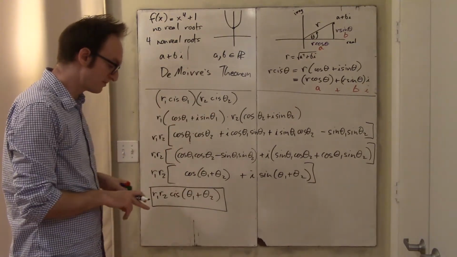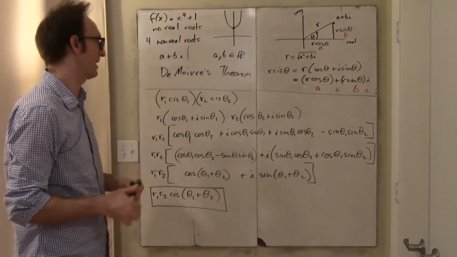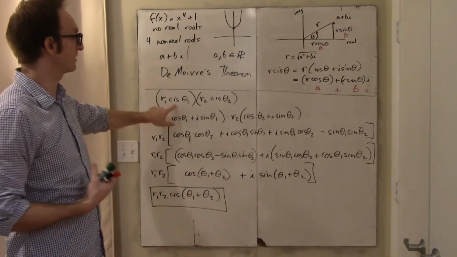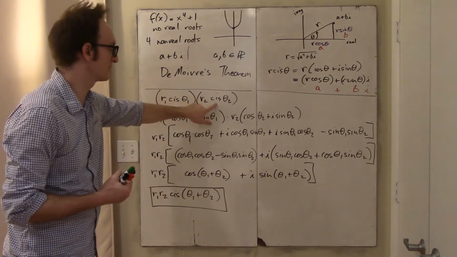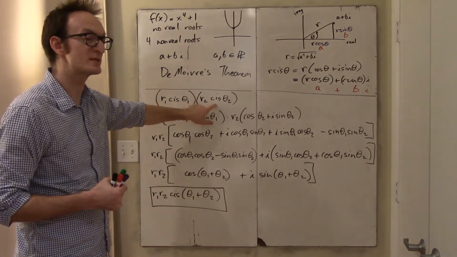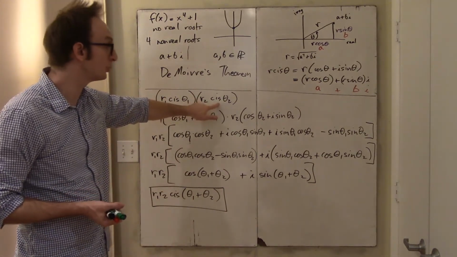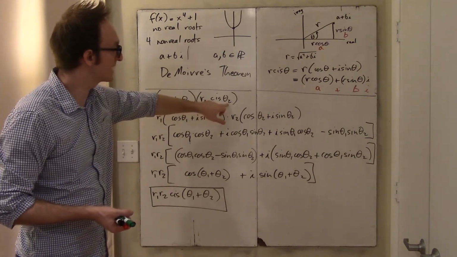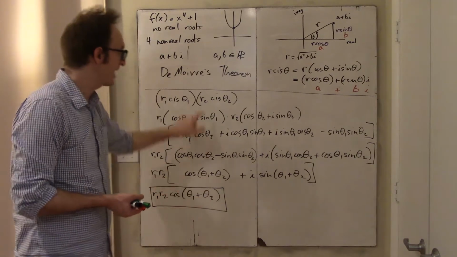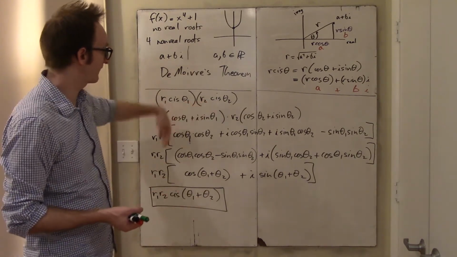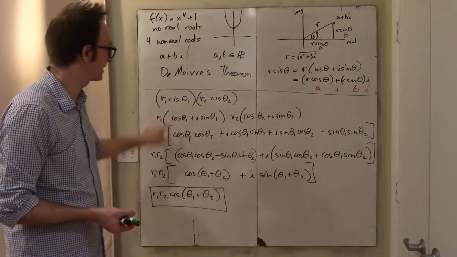And I guess maybe even a better way to think about it is if I have one complex number, say this one, and I multiply it by another complex number, what does multiplying by this second complex number do? Answer: it rotates this complex number by an additional angle, theta 2, and it increases the distance we are away by a factor of R2.